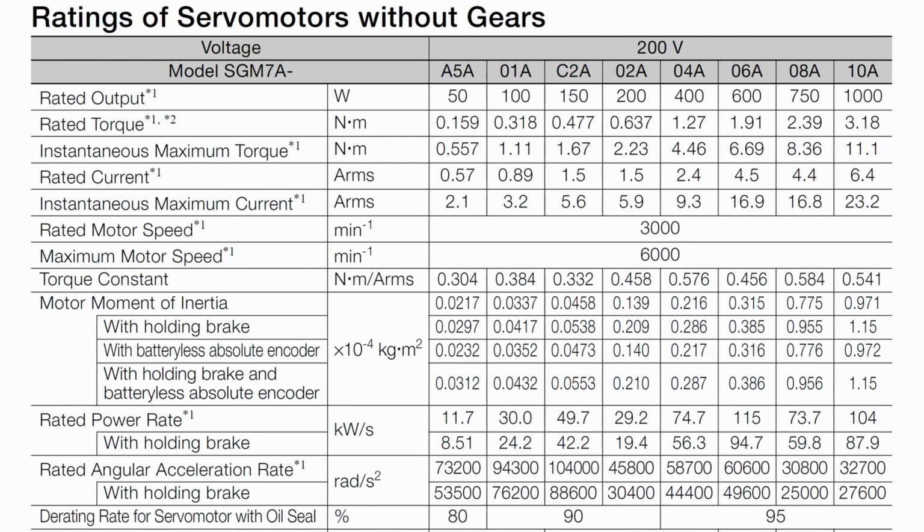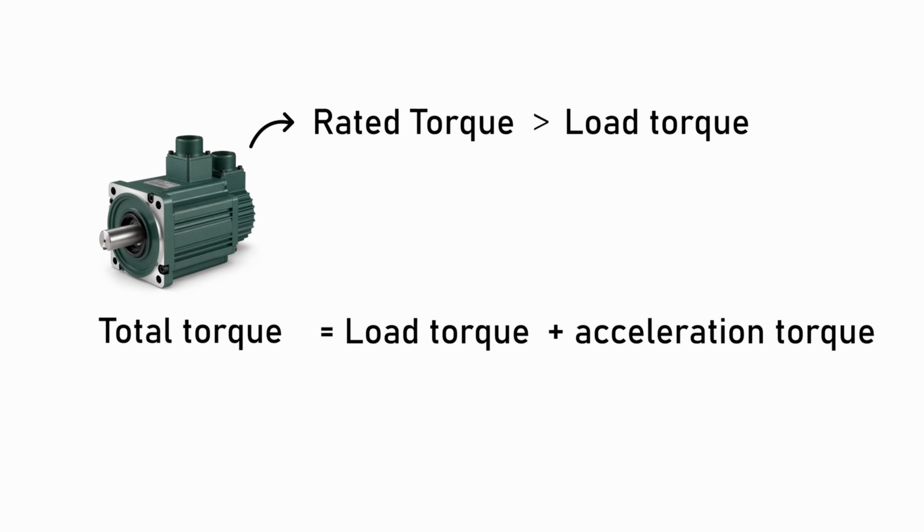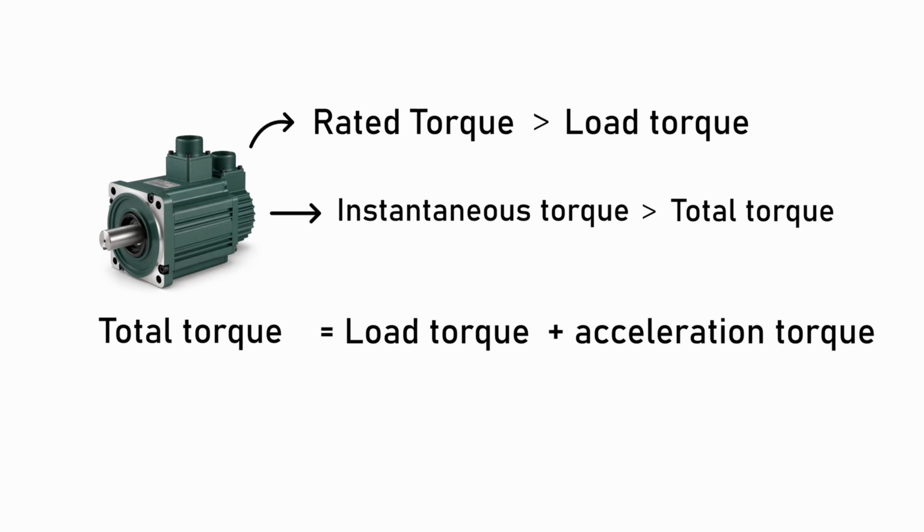Now, AC induction motor selection is quite straightforward, but things become more interesting when we select a servo motor or other motion control motors. For example, in a servo motor catalog, you will usually find two torque ratings, rated torque and instantaneous torque. So here the rated torque should always be higher than the load torque, whereas instantaneous torque should be higher than the total required torque, which is load torque plus acceleration torque.